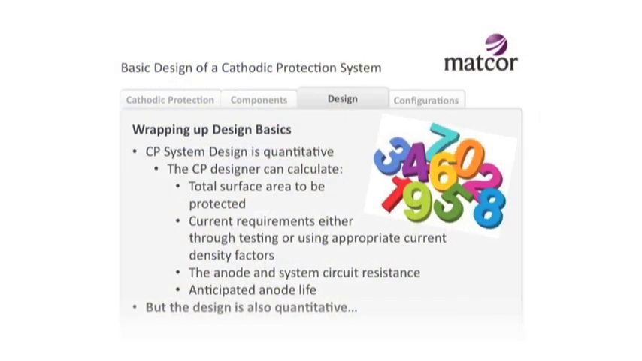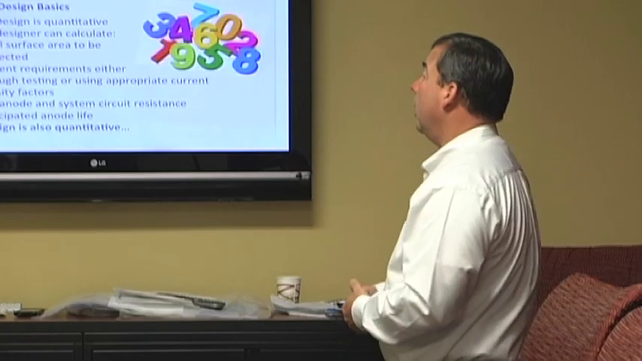So just wrapping up the design basics, CP system design is quantitative, meaning there's things I can calculate. I can kind of calculate how much current I need. I can calculate how long the anode's going to last based on the number of anodes I put in there and how fast each anode consumes.